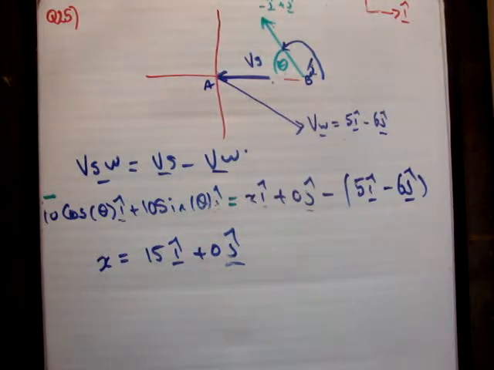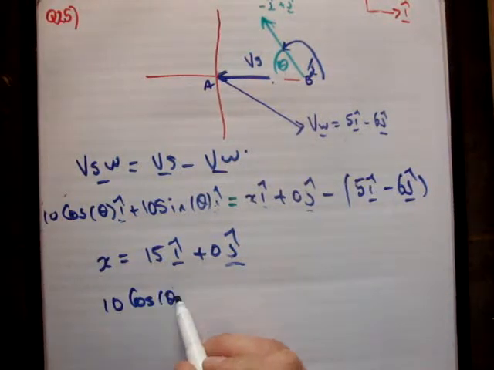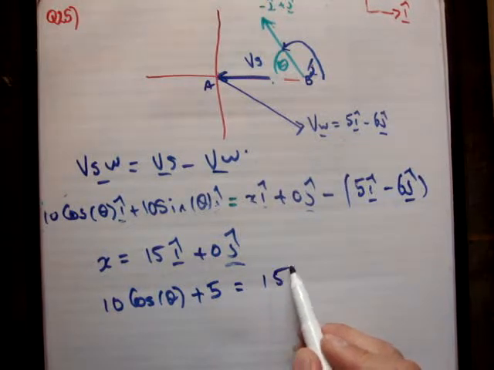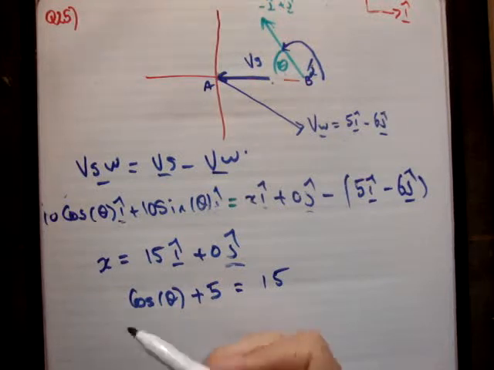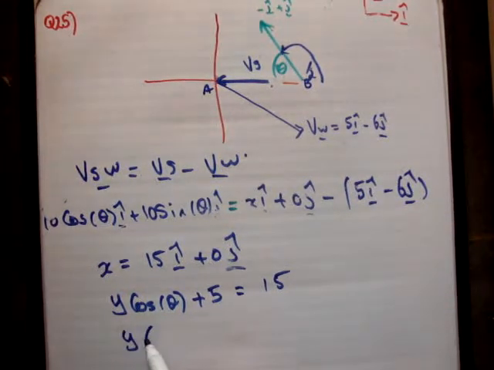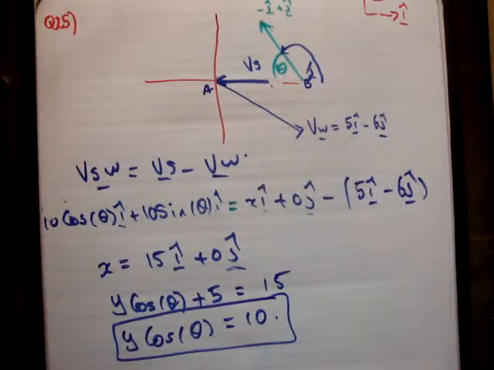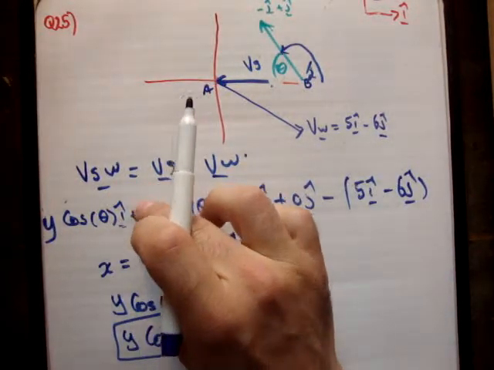Alright? So, if we just look at our original situation first, we have that x times the cos of theta plus 5 is equal to 15. We don't know what this speed is, so I'm going to call it y, because of course its speed has changed. So we'll just say y cos theta is equal to 10.